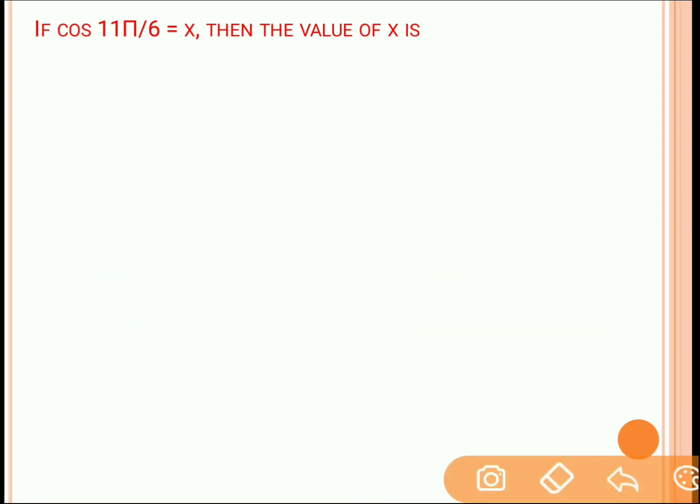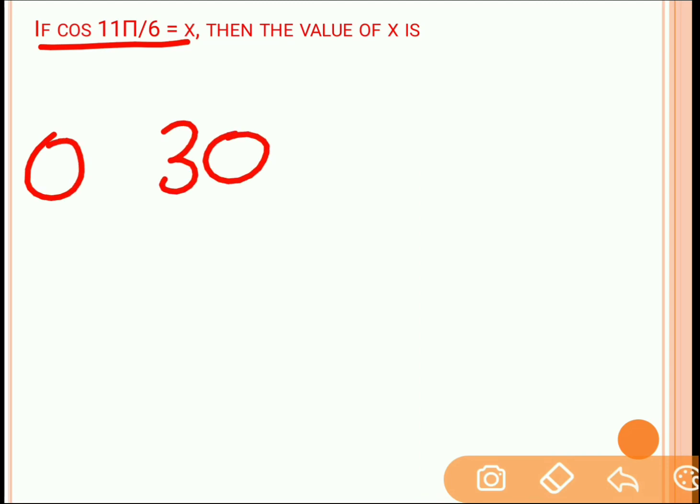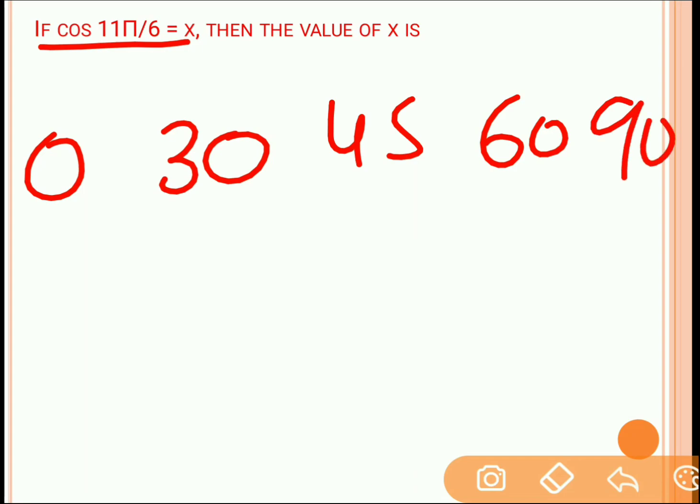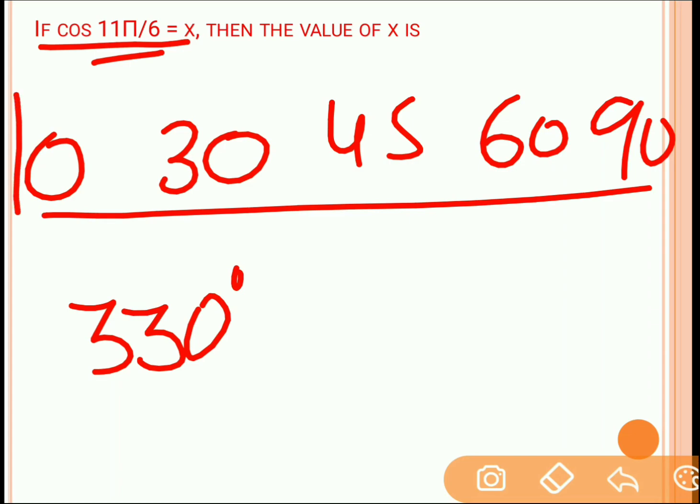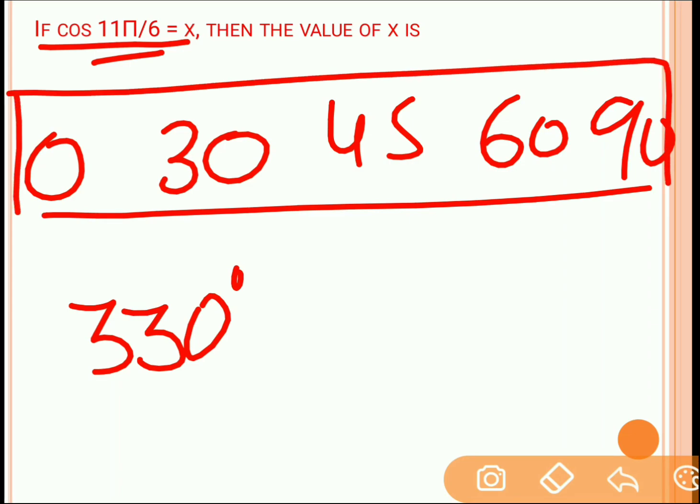Now we know that the values of cos for certain specific angles are available to us, and those specific angles are 0 degree, 30 degree, 45 degree, 60 degree and 90 degree. Apart from these standard angles, we don't know the value of cos for any other angles. Now we can represent this given angle, that is 330 degree, in terms of standard angles. Now how can it be done?